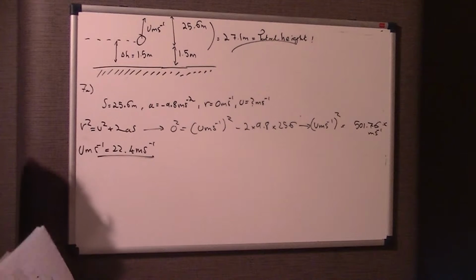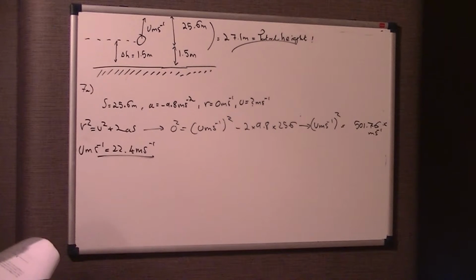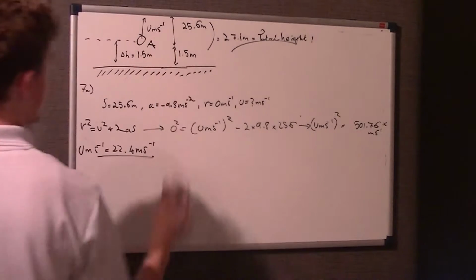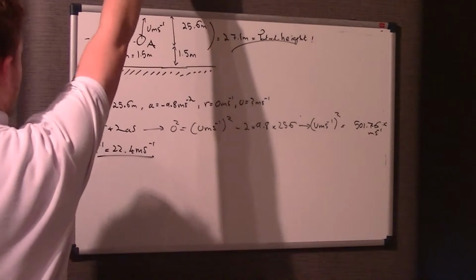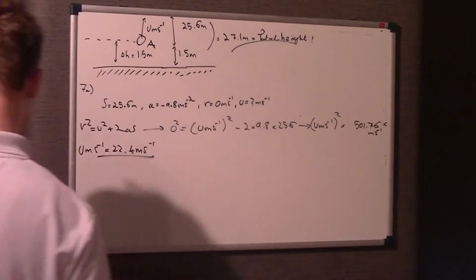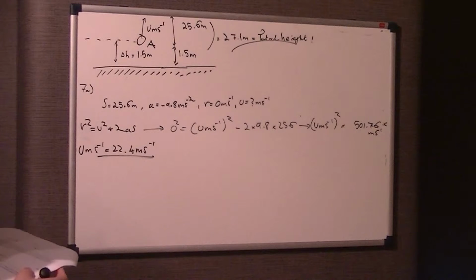Okay, so part B is a little bit harder. Part B says the ball reaches the ground after time t after it's projected from A. So we call this point 1.5 metres above the ground point A. And it says obviously it's gone up, reached the maximum height, and then fell back down again. It says, find to 2 decimal places the value of t.